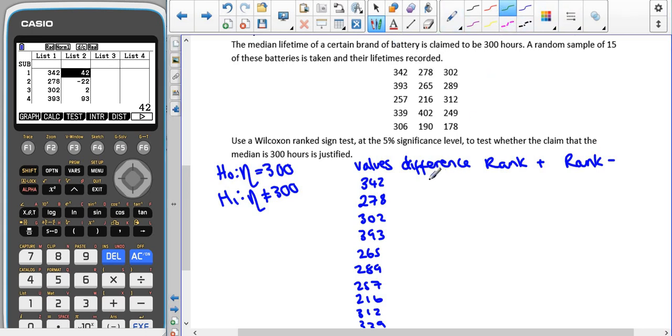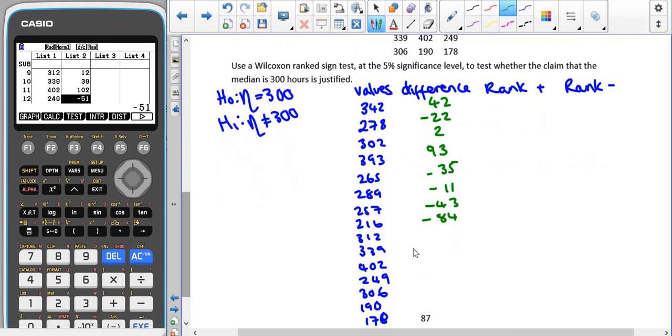So we've got 42, minus 22, 2, 93, minus 35, minus 11, minus 43, minus 84, 12, 39, 102, minus 51, 6, minus 110, and minus 122.